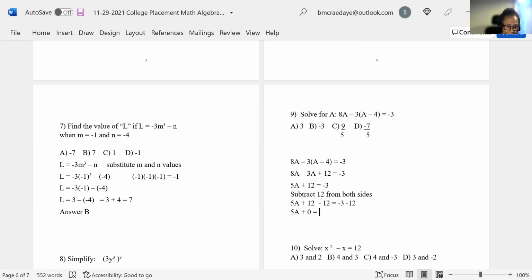And what's a minus 3 and a minus 12? A plus 7. Oh, you add like signs, minus and minus. So what's a minus 3 and a minus 12? Minus 15. Okay. So 5a equals minus 15.